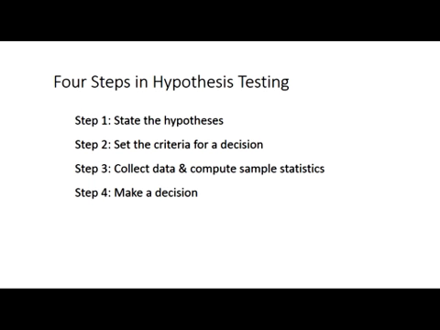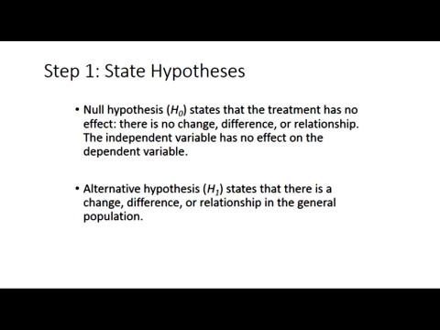As the name implies, the process of hypothesis testing begins with stating a hypothesis about an unknown population. So what we're going to have is a null hypothesis, which is designated with a capital H and a subscript 0, and it states that treatment has no effect. There's no change, no difference, no relationship between the independent variable and the dependent variable. Whereas an alternative hypothesis, H1, states that there is a change, a difference, a relationship in the general population.